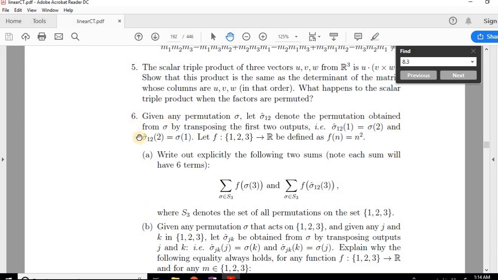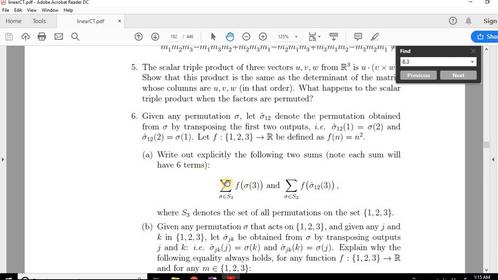All right, so we have sigma hat, and then he says let f be this function from 1, 2, 3 to R, f of n equals n squared. So f of 1 would be 1, f of 2 would be 4, f of 3 is 9. Here it says write out explicitly the following two sums. Note each sum will have 6 terms.